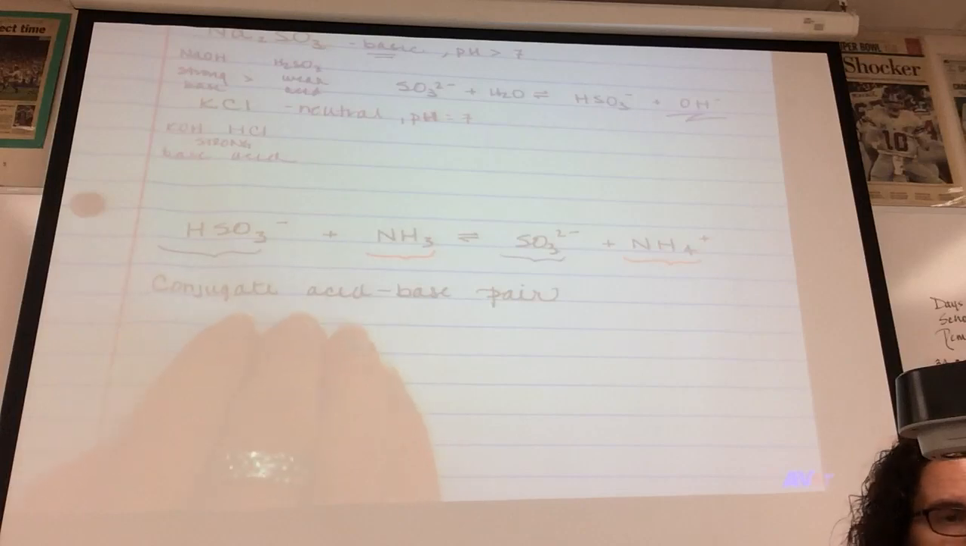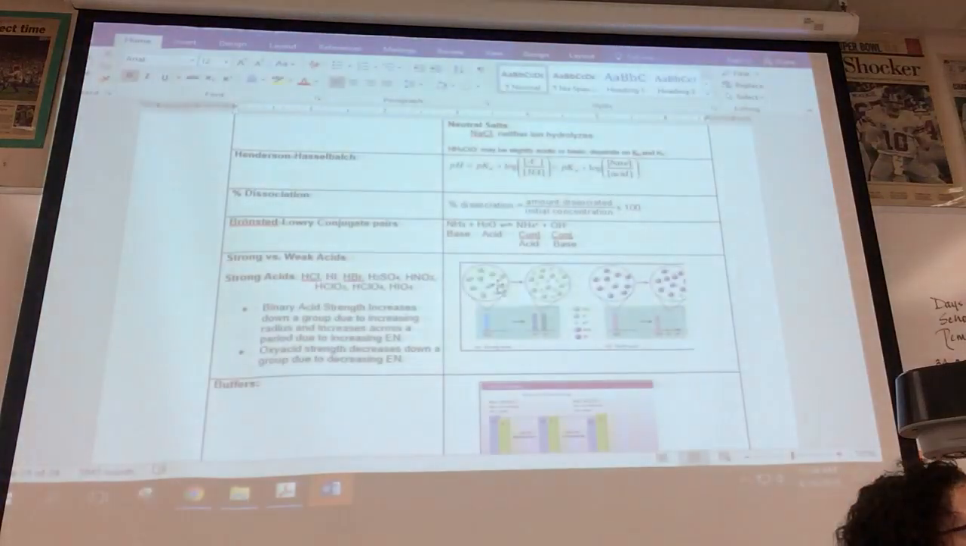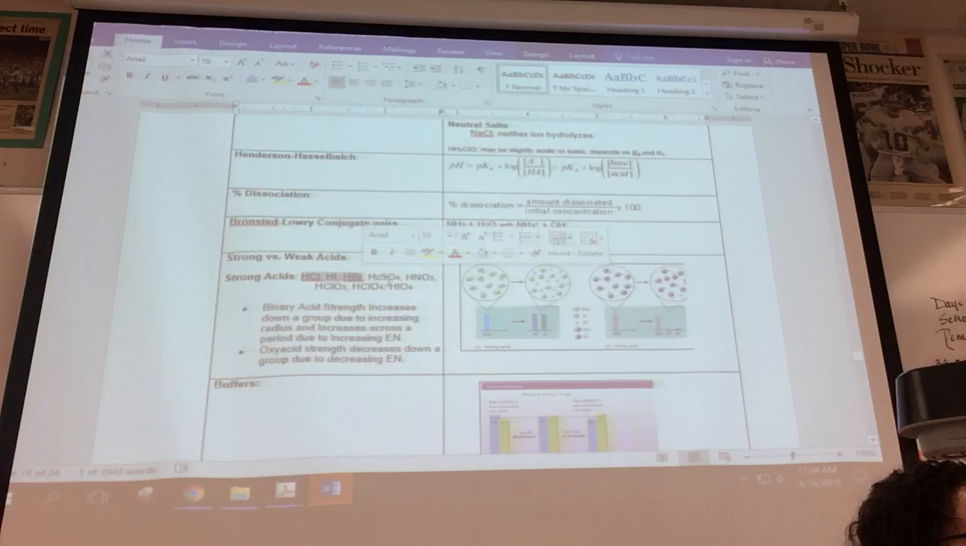I've seen that asked. Easy point, can't be missed. Make sure you know your strong acids. Three of them are binary: hydrochloric, hydroiodic, hydrobromic. Know the five ternaries: sulfuric, nitric, chloric, perchloric, periodic.